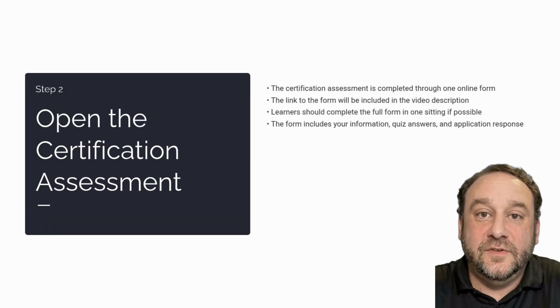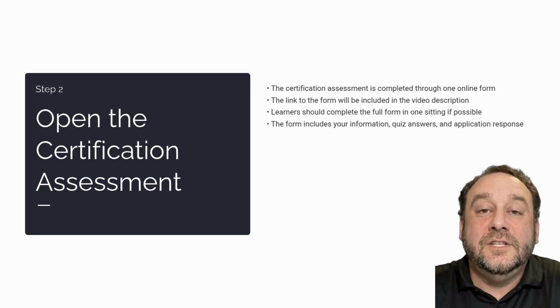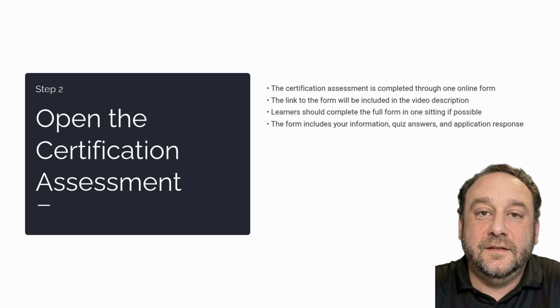Once you've completed the training, the next step is to open the certification assessment form. This is the one form you will use to complete the certification process. The link to that form will be included in the video description. When you open it, you'll see that it includes your learner information, the quiz, and the short application response. Everything is handled in one place, to keep the process simple and easy to follow.